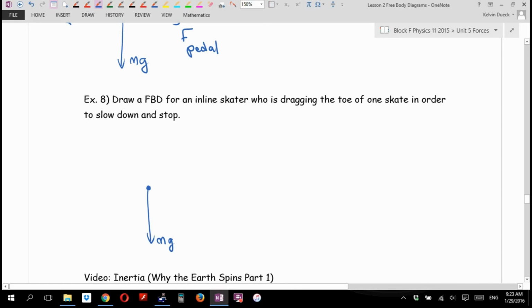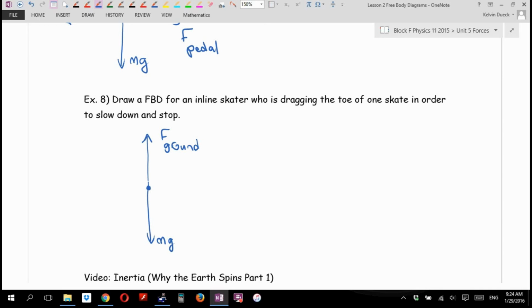Do inline skaters sink into the ground like quicksand? Do they fly into the air like Superman? So are they accelerating vertically at all? So there must be an arrow pointing up. How long will I draw that arrow? Bigger, smaller, or the same size as gravity? Next lesson, we'll learn the proper name for the force from the ground. It's called the normal force.